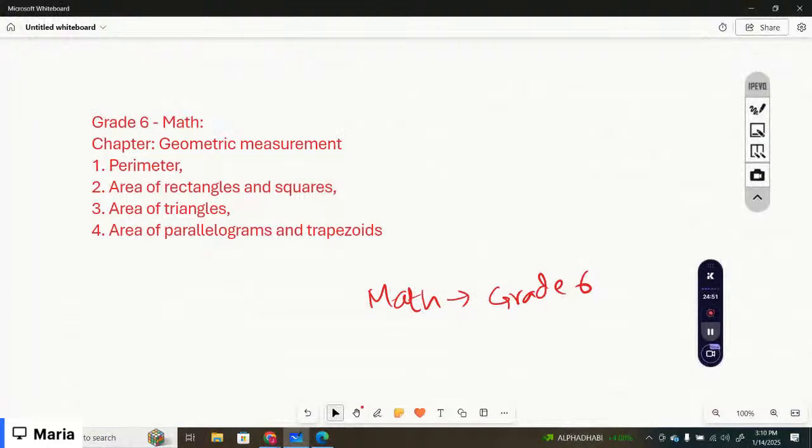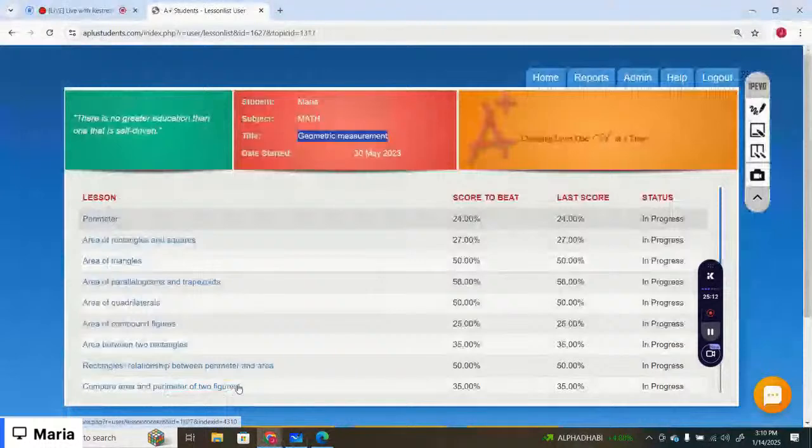We're going to start with the chapter geometric measurement. The lessons we're going to cover today are perimeter, area of rectangles and squares, area of triangles, then area of parallelograms and trapezoids. So please make sure you have your notebook and pencil so that you can write examples and definitions as well.